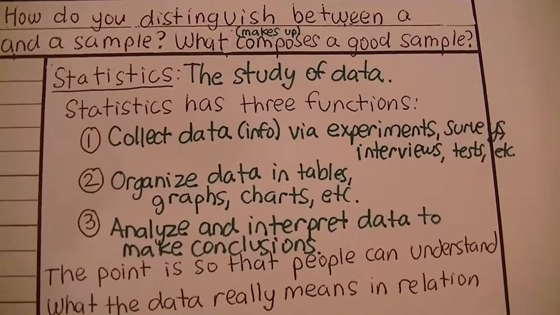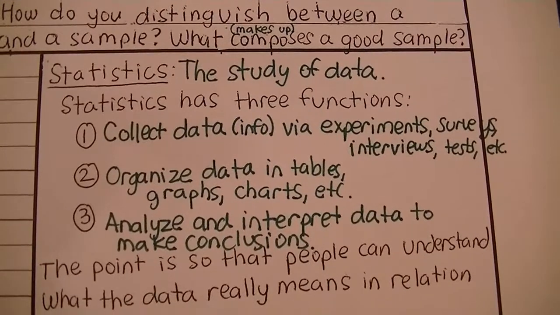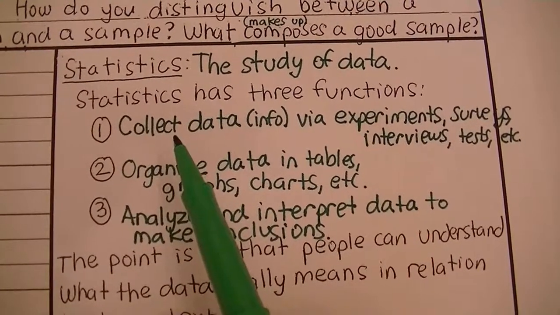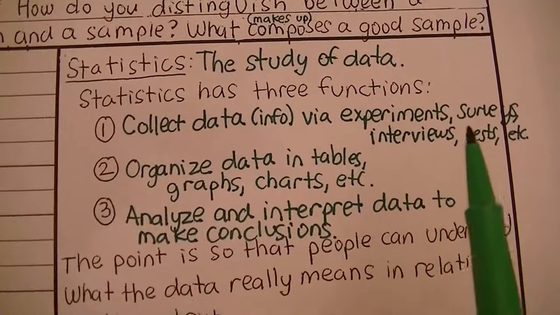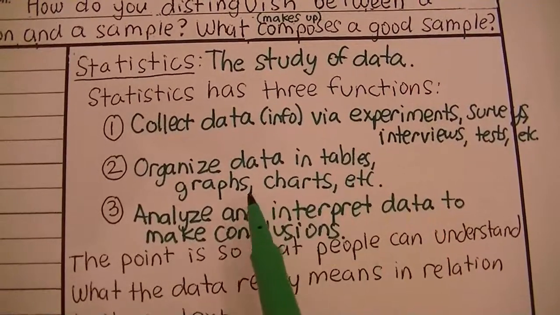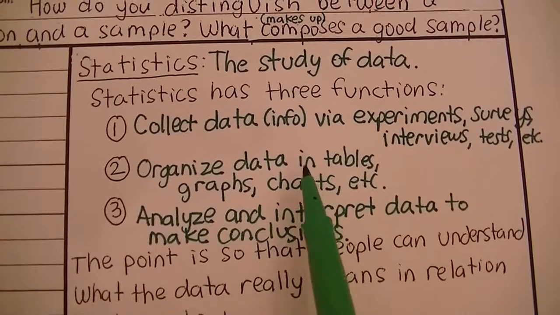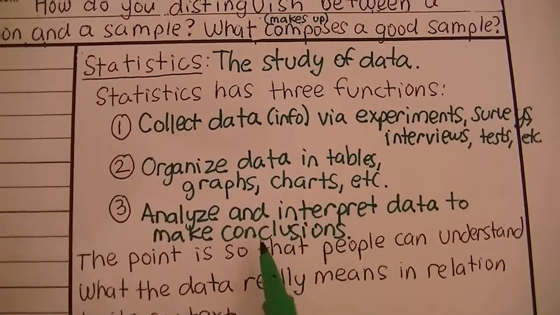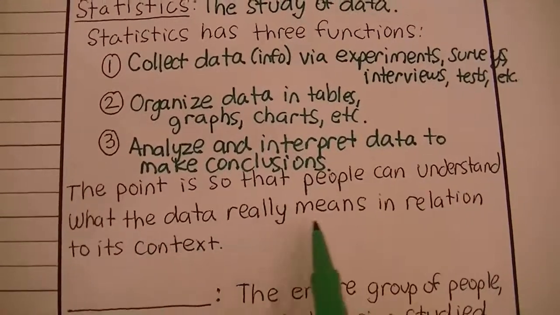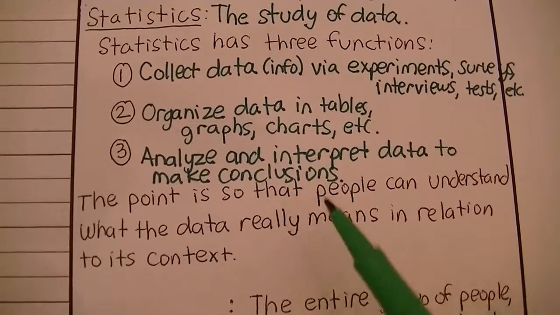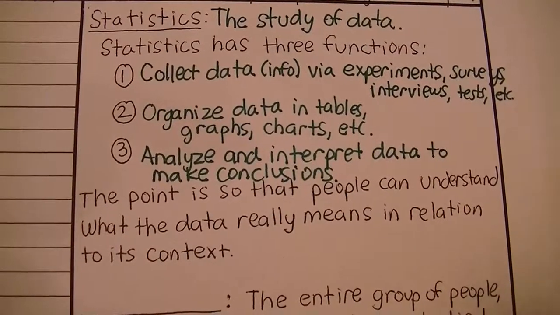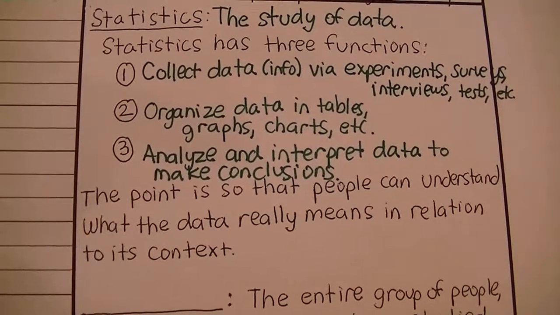Okay, so I want to repeat this. Statistics is the study of data, and the three functions of statistics is to collect the data, and ways that they can collect data is through experiments, surveys, interviews, and tests. And after that, they'd organize the data that they collected into tables, graphs, and charts. And the reason they organize it like that is so that they can analyze and interpret the data to make conclusions. So the point is so that people can understand what the data really means in relation to its context. And from there, they can make decisions based on that data.